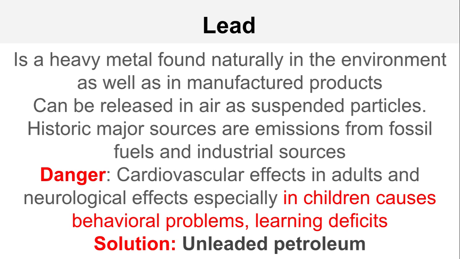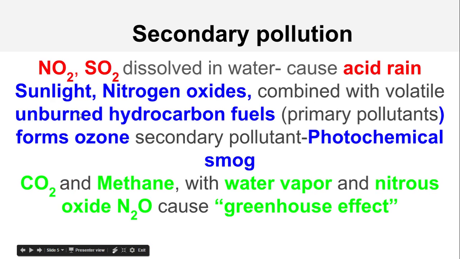And as I said, today, at least in the developed countries, the petroleum is unleaded, and that has lowered the emission of lead in the atmosphere. Now, lead and carbon monoxide and nitrogen dioxide and sulfur dioxide, they all are primary pollutants. And sometimes these primary pollutants react with other factors, and we have secondary pollution coming out of them.